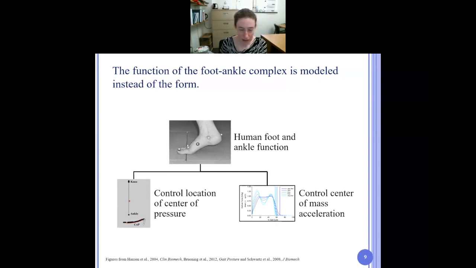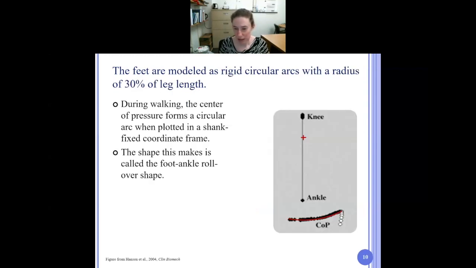All right, so now let's talk a little bit more about feet, and human feet in particular. From previous research, we know that the human foot serves 2 purposes. It helps to control the center of pressure location, and it helps to control the center of mass acceleration. Now, as I said earlier, the human foot is very complex, so I don't want to model the form of the human foot. Instead, I'm going to model the function of the human foot. In order to model the control of the center of pressure location, I'm going to use the idea of the foot-ankle rollover shape.